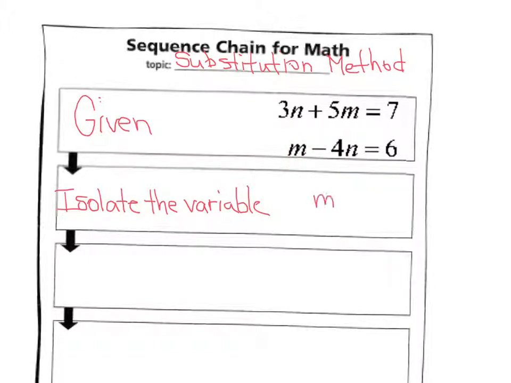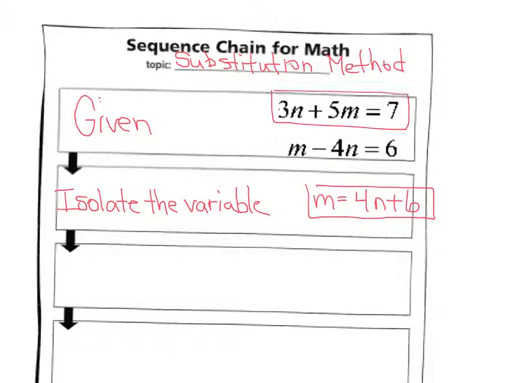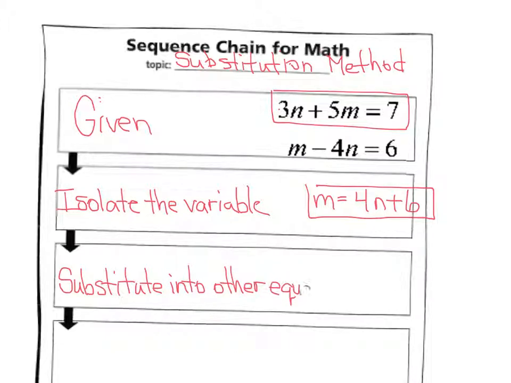So I'm going to add 4n to both sides. So I get m equals 4n plus 6. So now I have isolated the variable. Now I'm going to substitute that expression into the other equation, and this is why we call it the substitution method. So I am going to replace m with 4n plus 6. So 3n plus 5 times a quantity of 4n plus 6 is equal to 7.